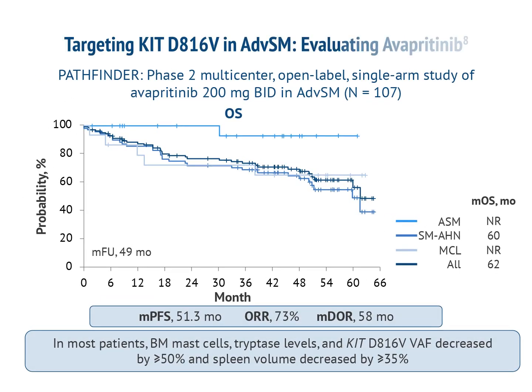Fast forward 5 years and avapritinib was approved based on the phase 1 Explorer and phase 2 Pathfinder studies. Pathfinder is a bit more relevant because this is a study where almost everybody started with 200 milligrams, whereas Explorer was a dose-finding study. So in Pathfinder, even with 4 years of follow-up, the response rate has been very robust. The median survival, 62 months, notably higher than what is expected for such a cohort. Median PFS, 51 months. Median duration of response, 58 months.